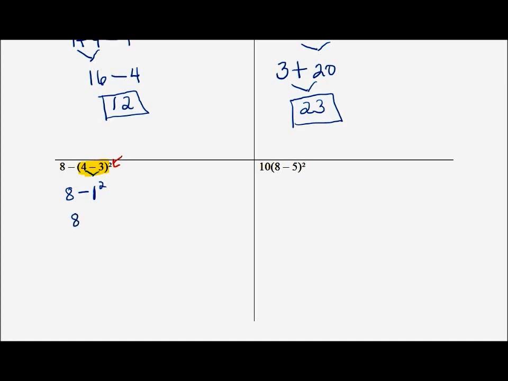So I have to evaluate my exponents. 1 to the second power is just 1. So now I'm just left with subtraction. 8 minus 1 is 7. And that's my final answer.